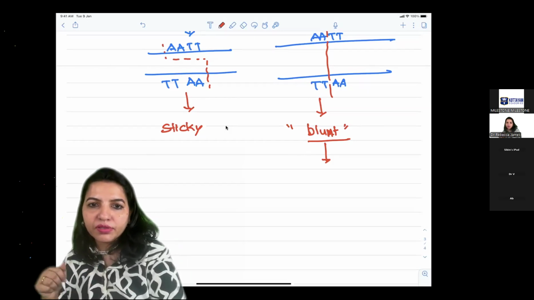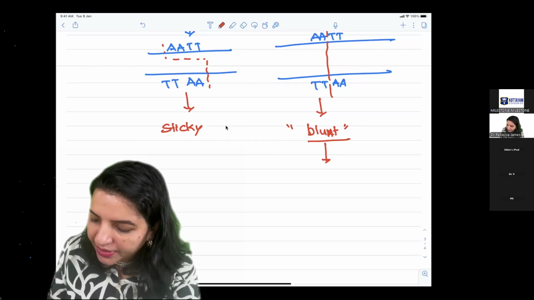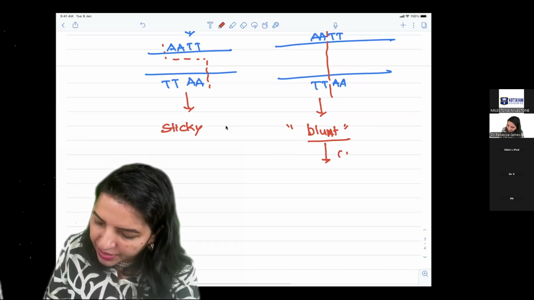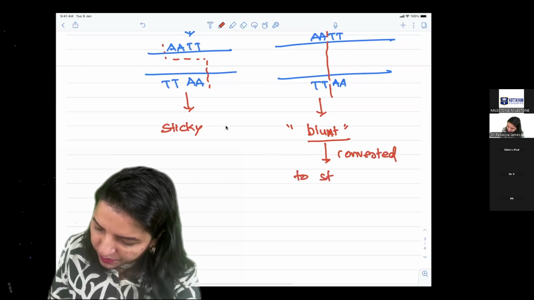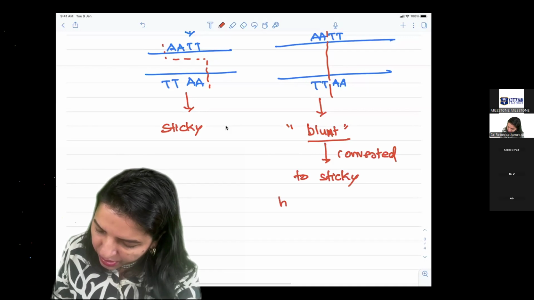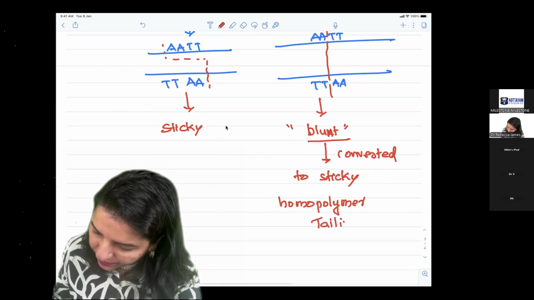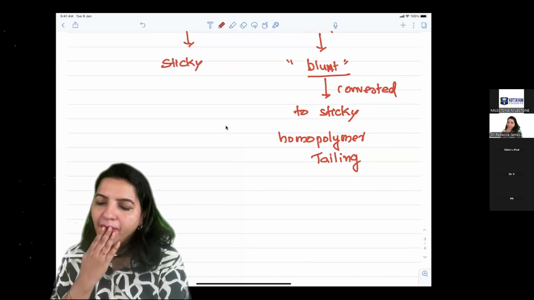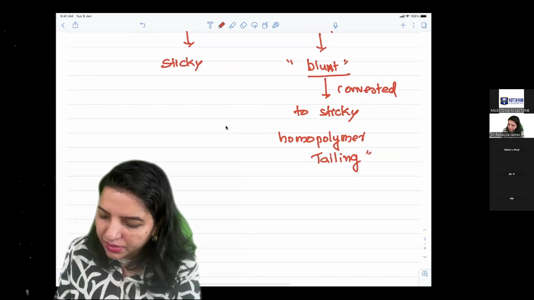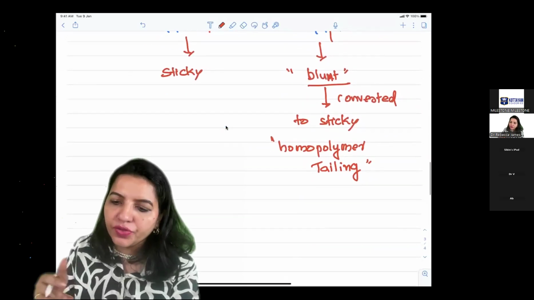Okay, so sticky end is more useful. Blunt end can be converted to sticky end by a process which is called homopolymer tailing. So these are the actions of restriction enzyme.